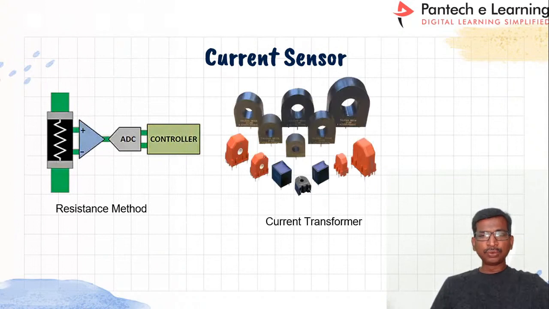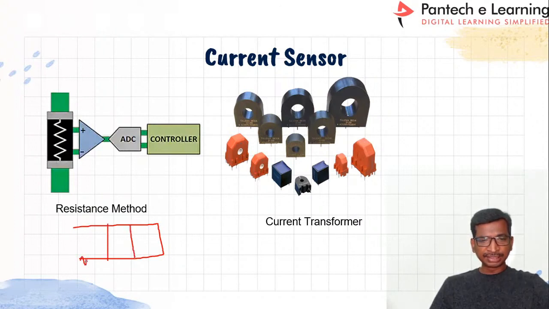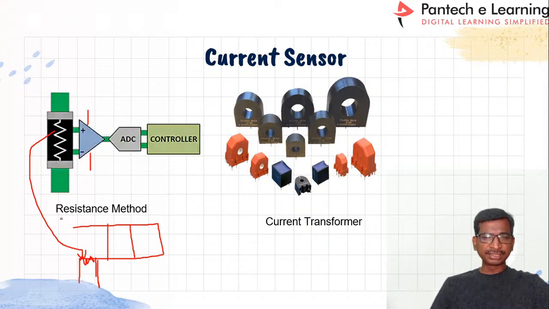And similarly, now we are going to discuss the current sensor. The first one is the resistance method, which people call the shunt resistor method. Suppose we take this three-phase inverter. Here the shunt resistance can be connected across these two points. Here you can connect an operational amplifier to get the exact voltage, right? And after that, via the ADC, you can connect it. So this is the shunt resistance method.